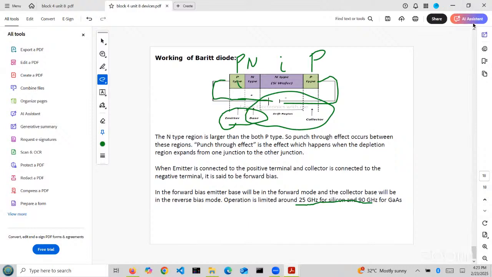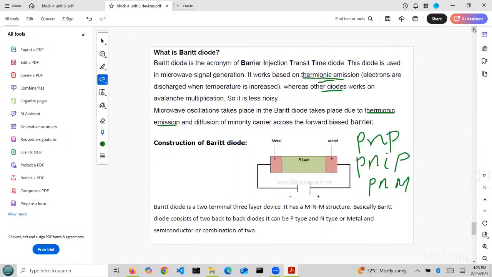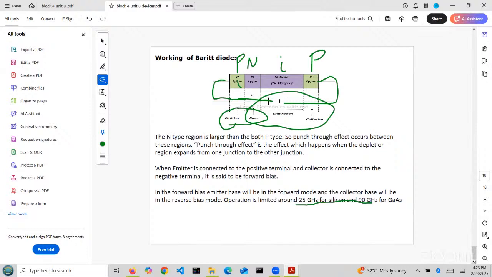In this, the general construction, general definition, thermionic emission, how it is constructed, what are the different ways we can construct? Emitter, base, collector, to which one are they connected? What are the things to mention in this? On which frequency it is operating? This is enough for a 5 marks answer. If it is an essay question, again we have to draw the VI characteristics, but in our textbook, VI characteristics are not mentioned. This is about Barrett diode.